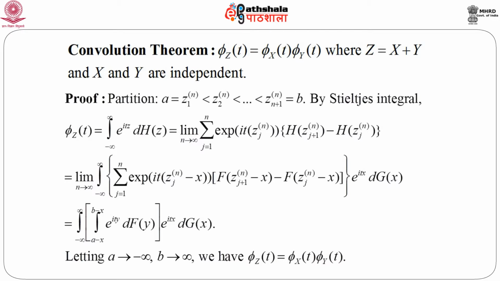Now, just let a go to minus infinity and b go to infinity, and we immediately have phi_Z(t) equals phi_X(t) into phi_Y(t). That is, if we consider the convolution of two independent random variables, then the characteristic function is nothing but the product of the characteristic functions of the two independent random variables.